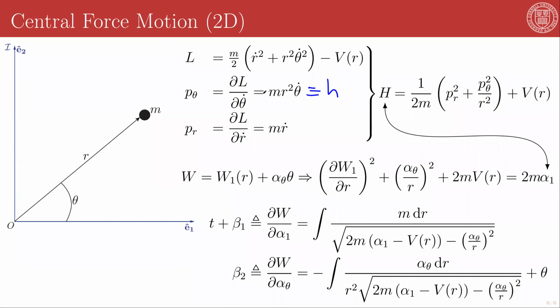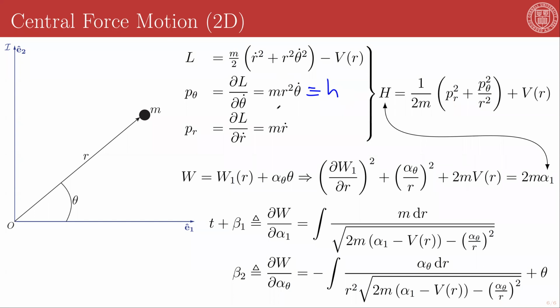P dot theta will be the time derivative of this, which will be equal to the partial of the Lagrangian with respect to theta, which is 0, because the Lagrangian is independent of theta. So we've now rediscovered the conservation of angular momentum and therefore Kepler's second law.